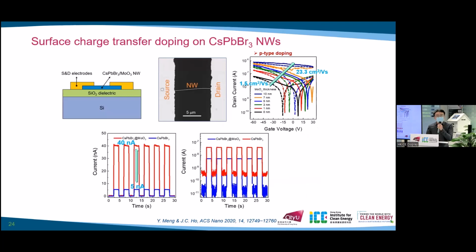After the successful fabrication of the core-shell nanowire, we also made a transistor based on this kind of nanowire. With the increasing thickness of MoO3 from 0 to 10 nanometer, the mobility increases from 1.5 centimeter square per watt per second to 23.3 centimeter square per watt per second. We also measured their photodetection performance. The photocurrent increased from 5 nanoampere to 14 nanoampere.